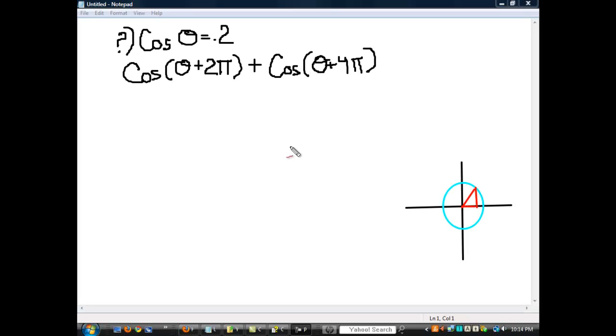Alright, now for the second part of the question. The second part of the question said that the cosine of theta equals 0.2, and they want you to figure out the cosine of theta plus 2 pi plus the cosine of theta plus 4 pi. That's what they want you to figure out right here.